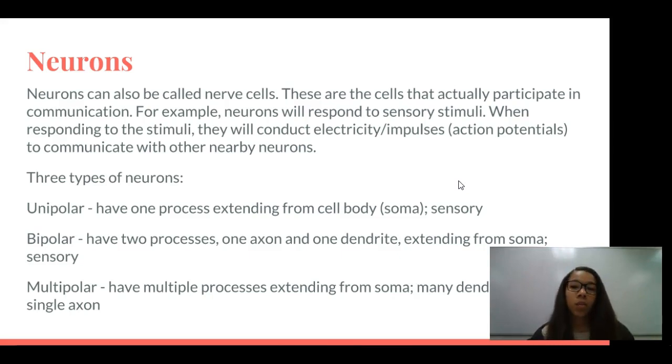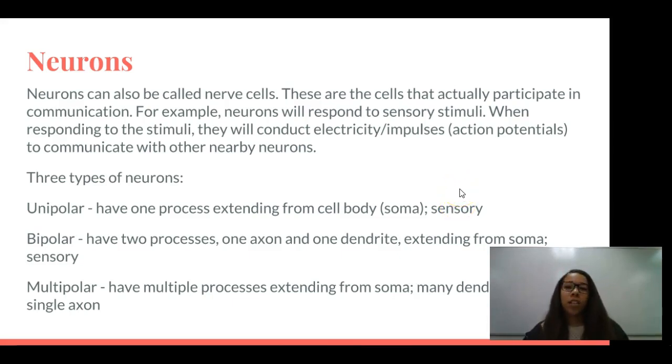The cell body is also known as soma. That's why I wrote it in parentheses. Both unipolar and bipolar neurons are used to relay sensory information. Specifically, you will see bipolar neurons when you enter the vision chapter. So most of the time, unipolar, bipolar, sensory information. The most common type of neuron in the nervous system is multipolar. These have multiple processes extending from the soma, so it's going to have many dendrites extending from the soma. And it has a single axon. That's pretty much it for the three types of neurons.